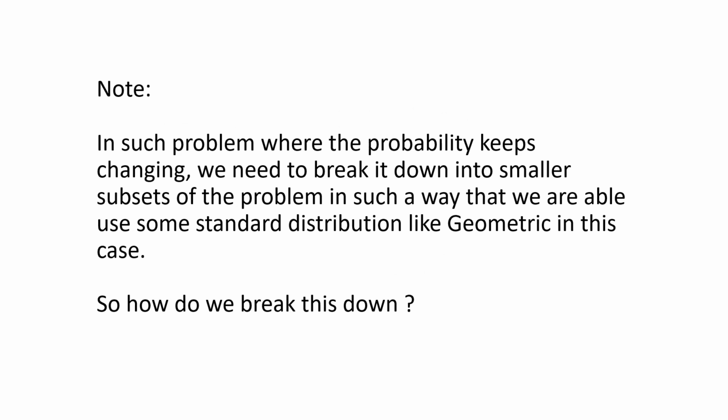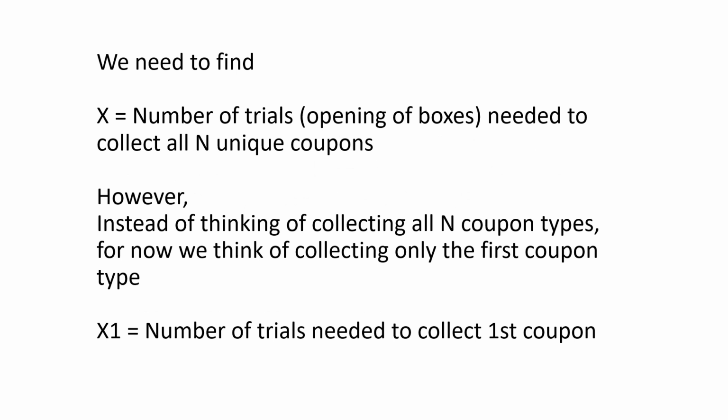In such problems where the probability keeps changing in each trial, we need to break it down into smaller sub-problems in such a way that we can use some standard distribution, like geometric in this one. So the question becomes, how do we break this down? Let's recall our initial problem. We need to find the number of trials, which is the opening of boxes, needed to collect all the n unique coupons. But for a moment, instead of thinking of collecting all the n coupons, let us think of collecting only the first coupon.